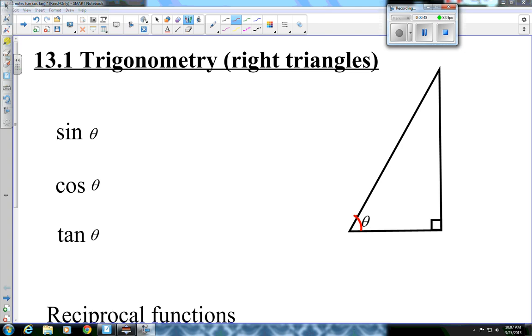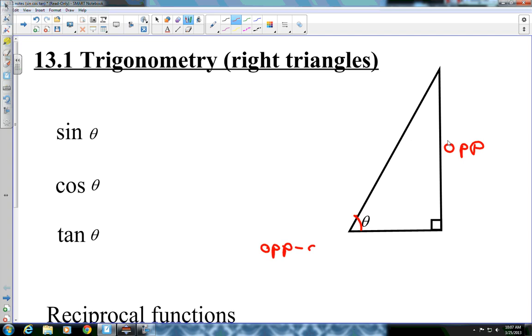So, when you look at the angle theta, I need to label the three sides of my right triangle. I have this angle right here. I look at the side that is not touching the angle itself. That is always the opposite leg. OPP stands for opposite leg.